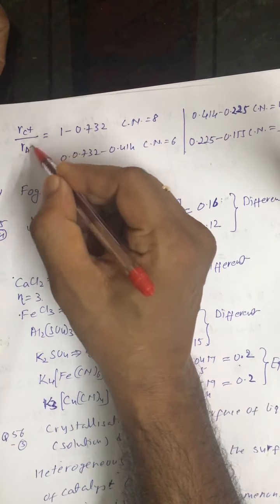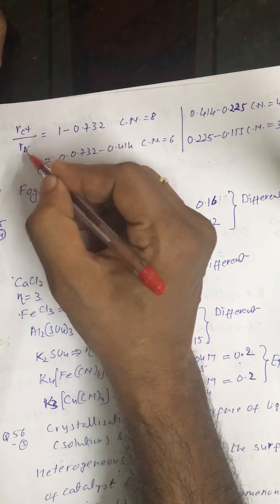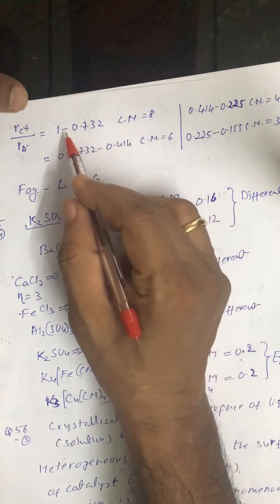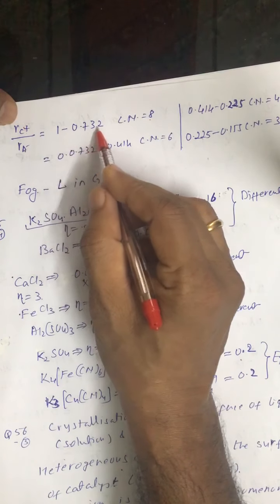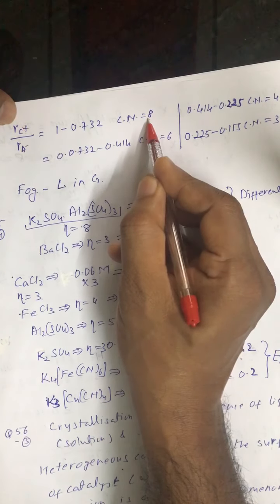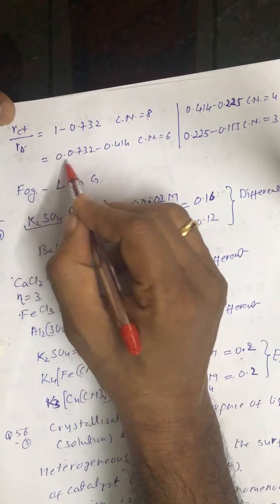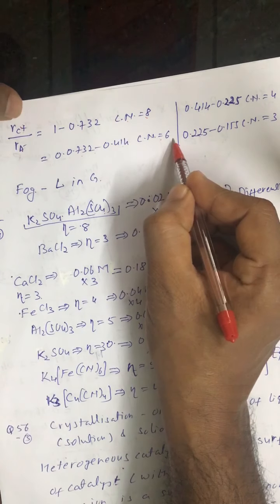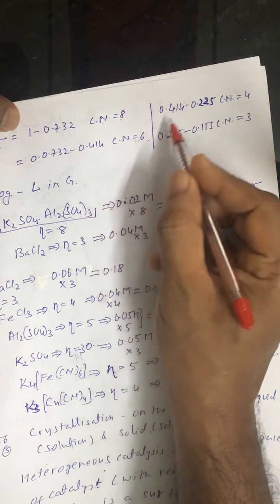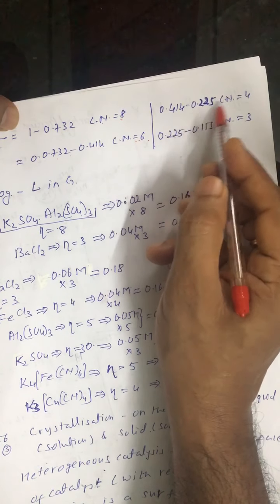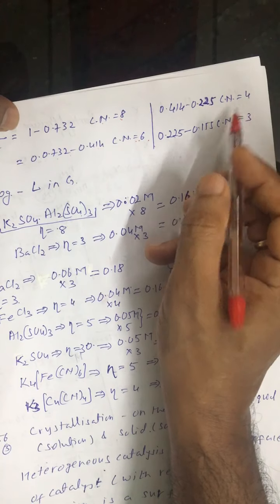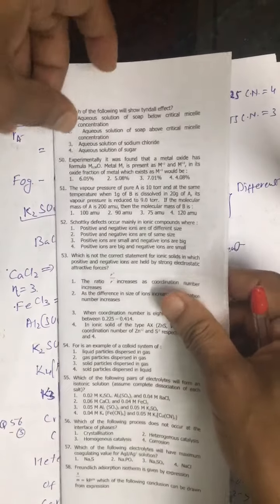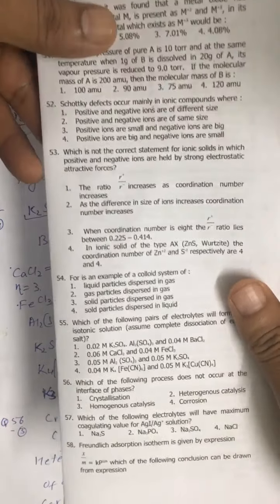On the basis of radius ratio, cationic radius and anionic radius, we can assess the coordination number and the shape of the void. If it is 1 to 0.732, the coordination number is 8 and the void is a cubic void. If it is from 0.732 to 0.414, the coordination number is 6 and it is an octahedral void. If it is between these two values, the coordination number is 4 and it is a tetrahedral void, and this is a triangular void. So on the basis of this, look at question number 53. The correct answer is the third option.